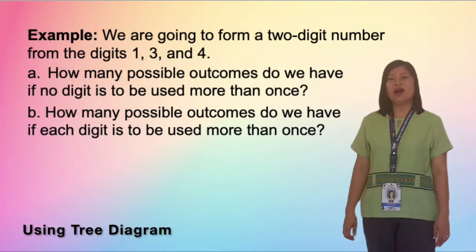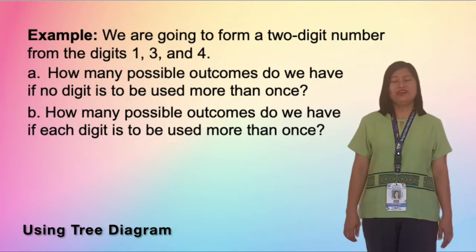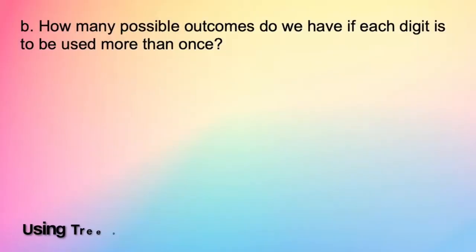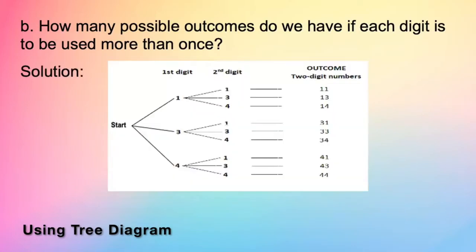How many possible outcomes do we have if each digit is to be used more than once? Let's have now the tree diagram. Again, for the first digit, we have 1, 3, and 4. Since each number can be repeated, the three numbers can still be used as a second digit. For instance, if 1 is used in the first digit, it will be used again in the second digit as well as 3 and 4.